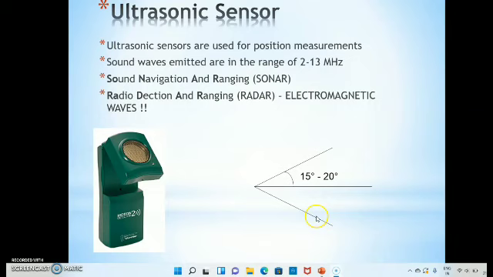Ultrasonic sensor. Ultrasonic sensors are used for position measurements. Sound waves are emitted in the range of 2 to 13 megahertz. Here we can see the sonar system, sound navigation and ranging, and also radar, radio detection and ranging.